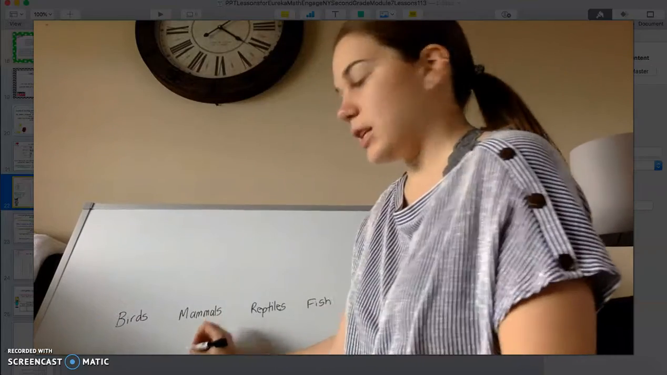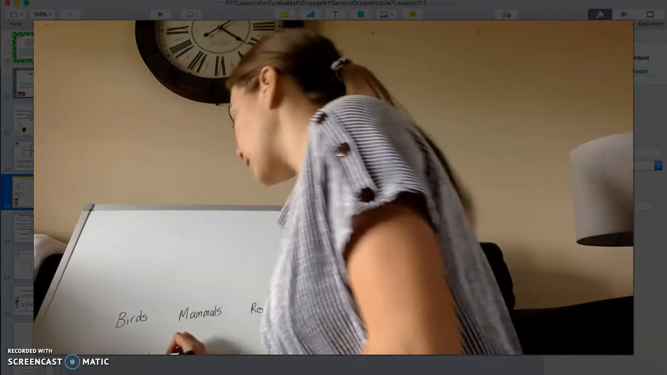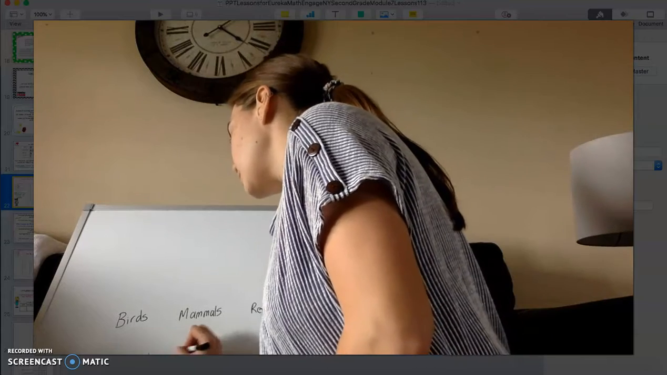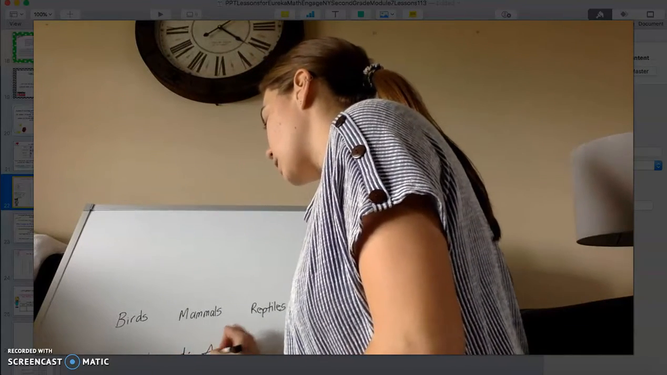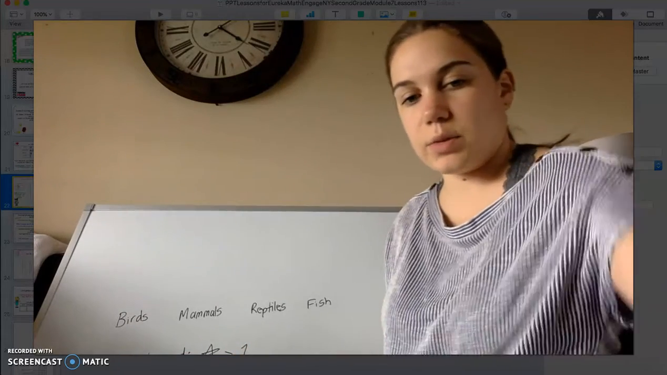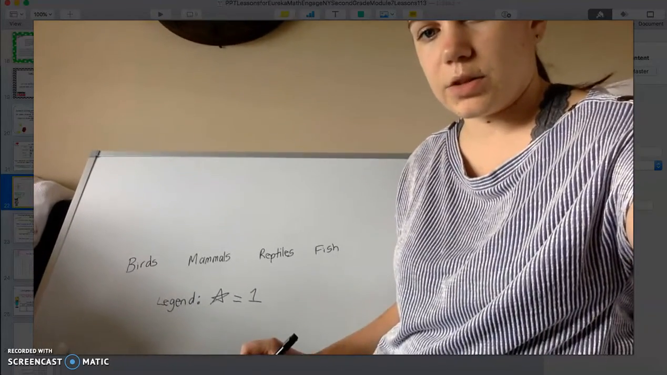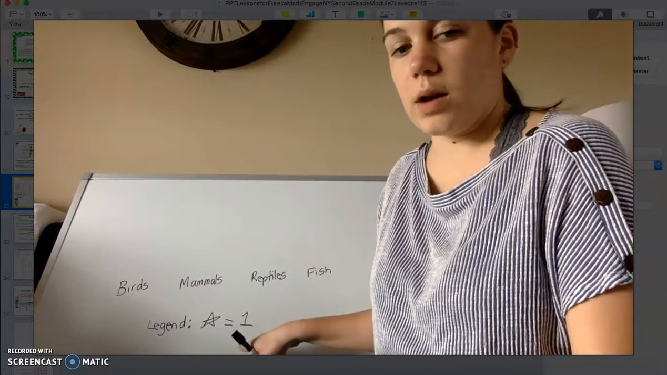So I'm going to put my legend underneath it. It says legend. I don't know if you can see it on my board, but the legend is a star equals 1. So that's what you would show. I'll move it down a little bit so you can see. So when I draw a star, that means that there's 1 of them.